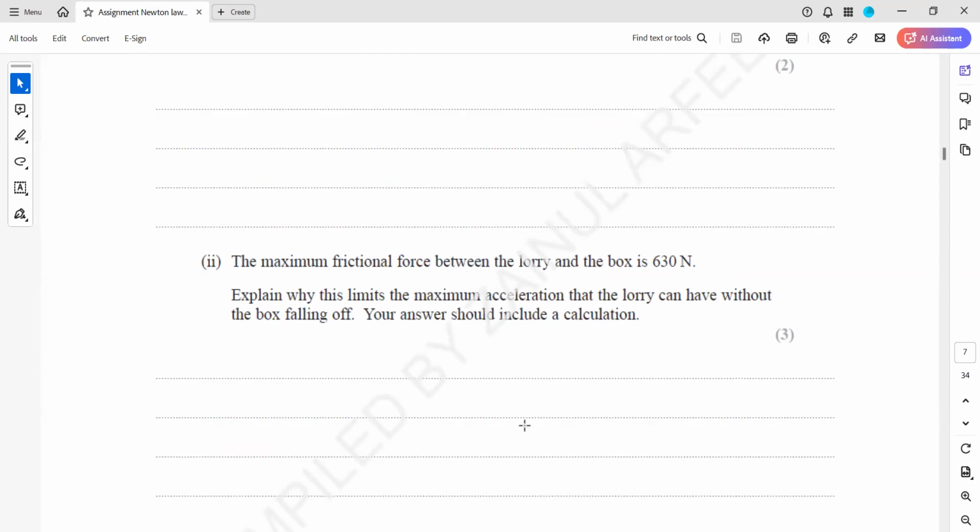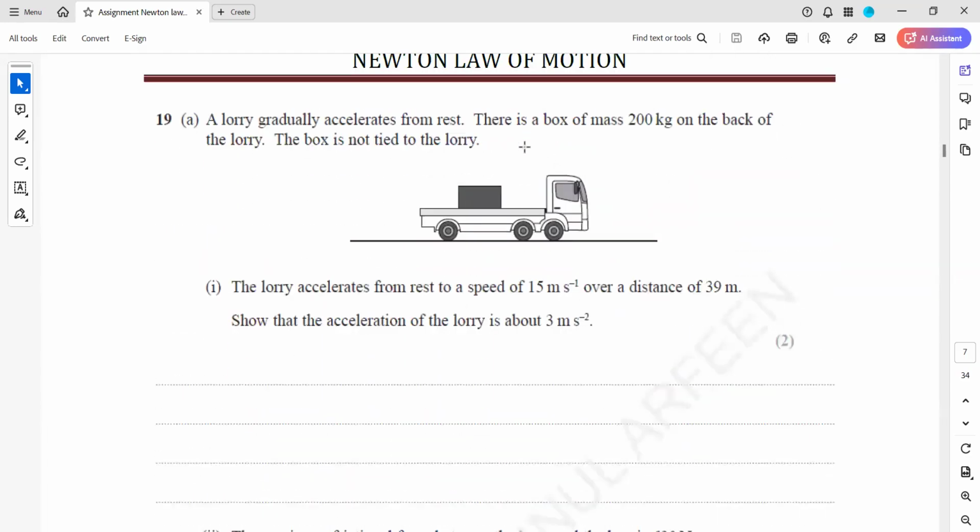Yes, basically the friction is stopping the box from falling. So the truck is accelerating because of the force of the engine. The box is accelerating because of the frictional force. Friction force is the resultant force here. But if the friction is not sufficient to produce the same acceleration as the truck, the box will fall off.